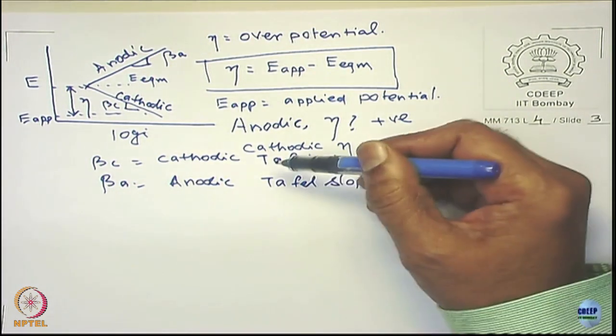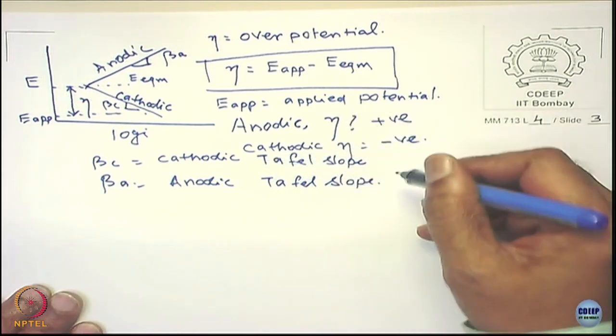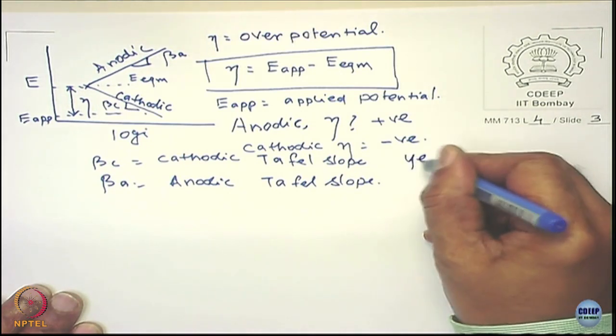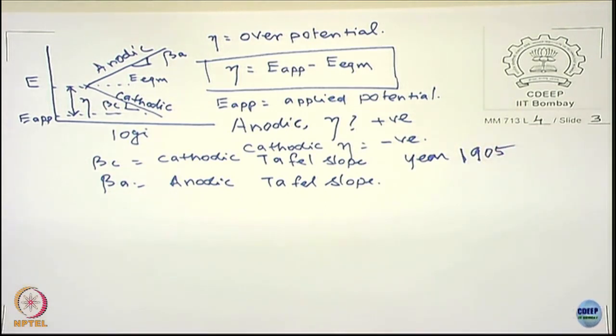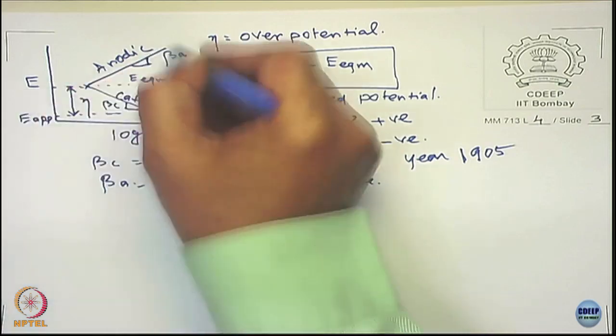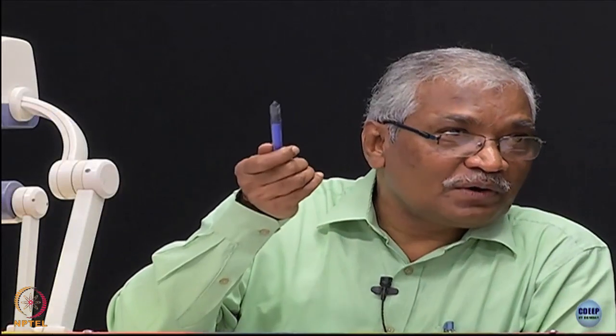I use the T capital here. It is the name of a person, right? He found this relationship in the year 1905. He did an experiment, got this similar trend, and measured the slope. To recognize his contribution, we call that slope the Tafel slope. So, the Tafel slope defines the rate at which the reaction occurs. Am I right or not? The slope is equally important, right?